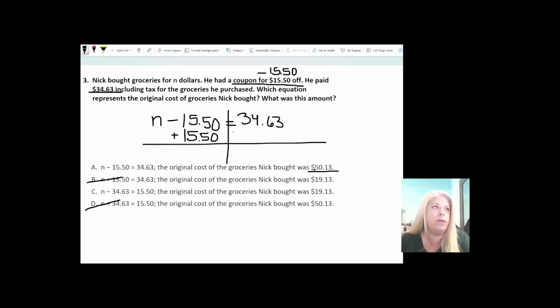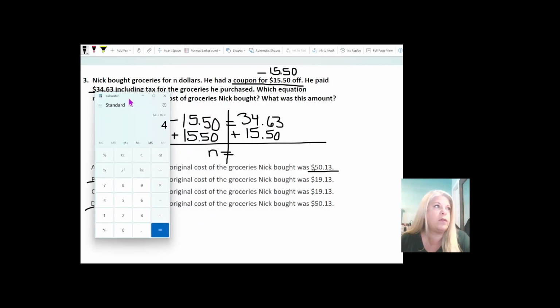We have to do that to both sides. And the reason this works is because really, he should have paid that $15.50. It was a coupon, so we're adding it back on to see what the original total was. So N, and then grab your calculator to save us some time here.